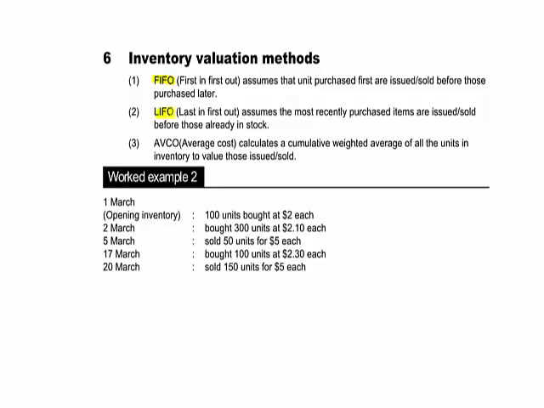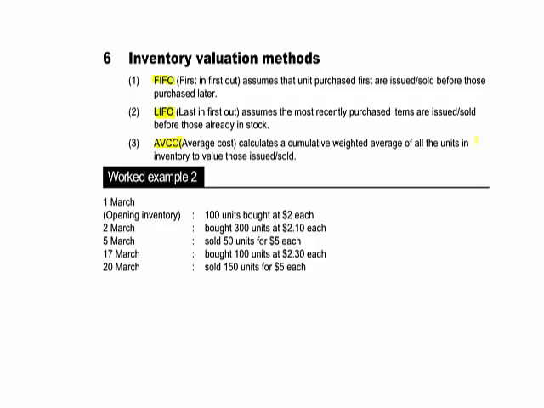LIFO then is an alternative where we're saying that actually we're going to use the most recently purchased items first. So last in, first out. And there are certain circumstances where this is going to be appropriate. So if you've got a big heap of coal, then you're going to use the items off the top rather than digging right to the bottom. And the same would be true of things like petrol in your car. Finally then we've got AVCO, or average cost, and what that does is it calculates a cumulative weighted average of all of the units and uses that to value those units issued or sold.